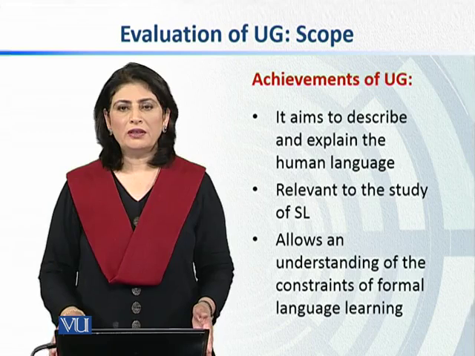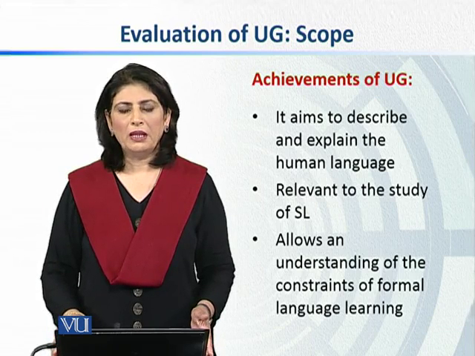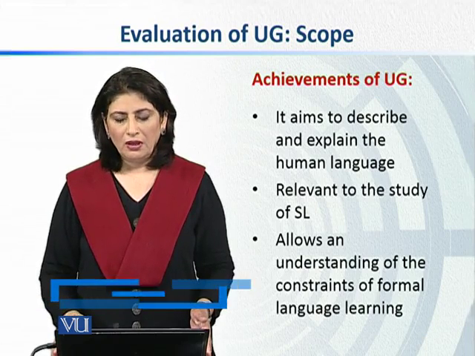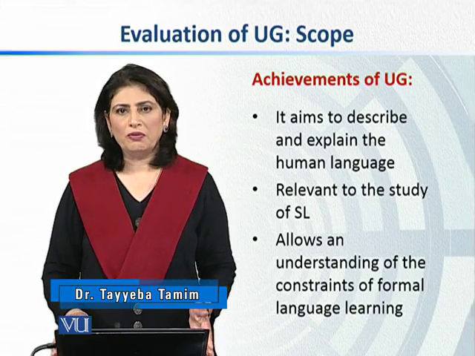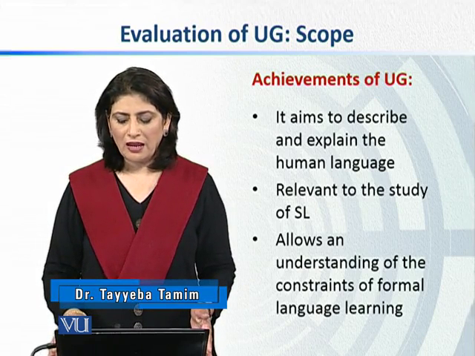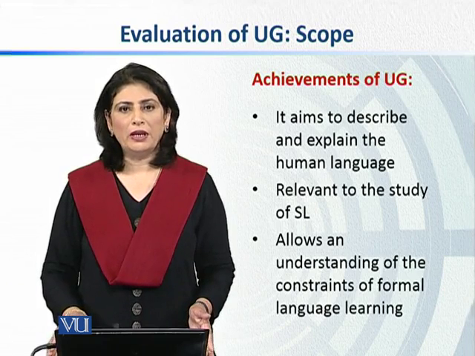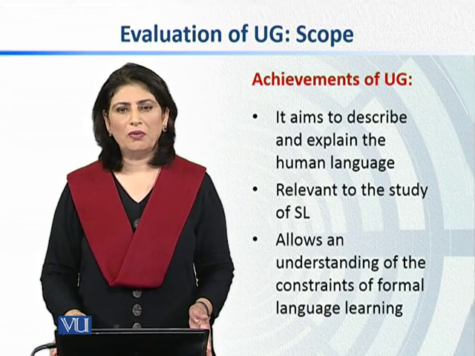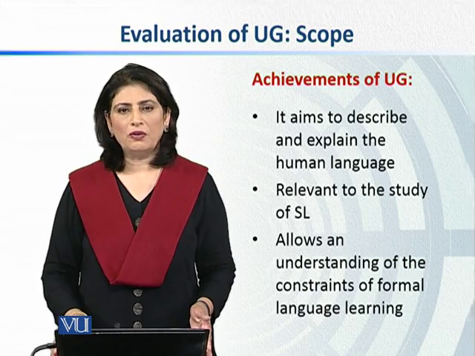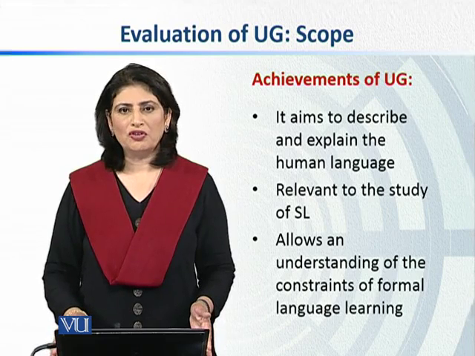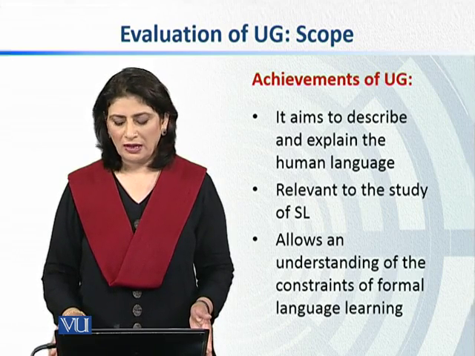So, looking at the scope of universal grammar, let us first talk about the achievements of universal grammar for second language acquisition. Now, the achievement of universal grammar is that since it aims to describe and explain human language, it is directly or indirectly related to second language learning. So aspects of it have to relate to second language learning or acquisition because it is dealing with not how languages are learned, but the properties of a human language.